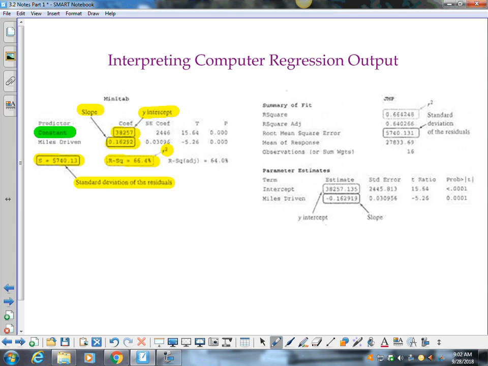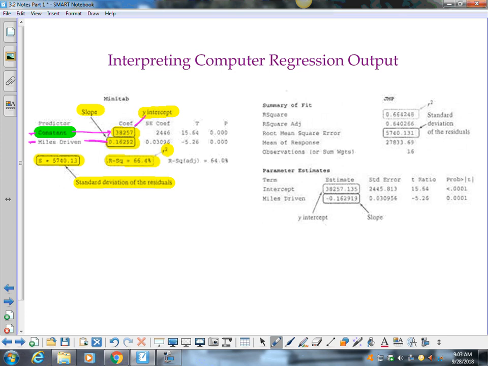Okay, and obviously it's not going to be highlighted. I did that just to show you. Okay, it's always going to have the word constant. Right beside the word constant is your y-intercept, which makes sense because the y-intercept is a constant. Then it's going to talk about what it's measuring, the miles driven. That is going to be your slope.